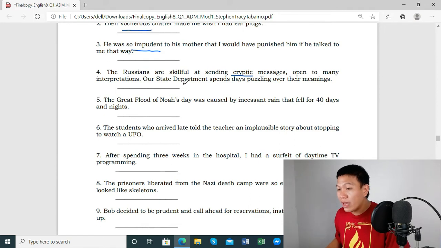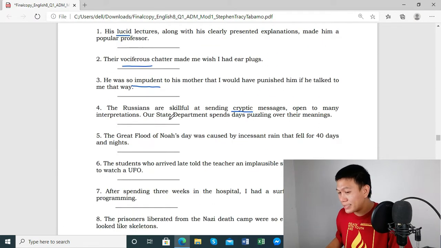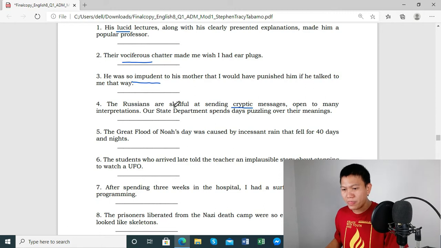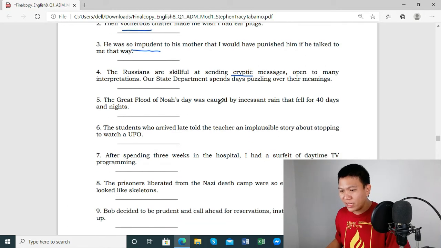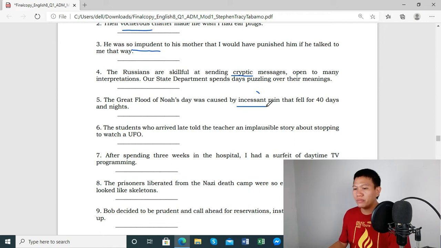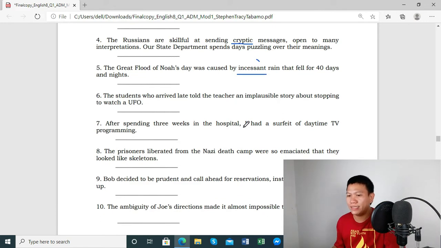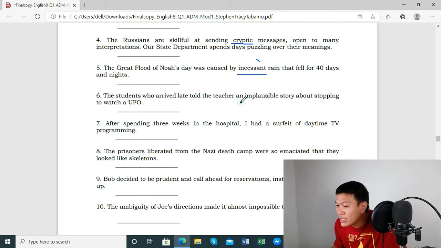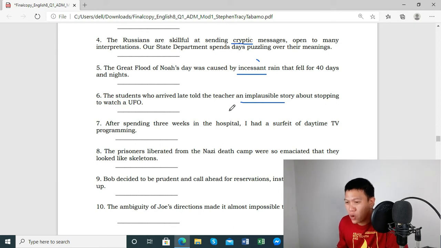So ang gagamitin mo lang word, huwag kang maglalagay ng sentence ha, one word only. Number 5. The great flood of Noah's day was caused by incessant rain that fell for 40 days and nights. So ano ang synonymous word sa incessant? Number 6. The students who arrived late told the teacher an implausible story about stopping to watch a UFO. So anong word ang parehas sa implausible?